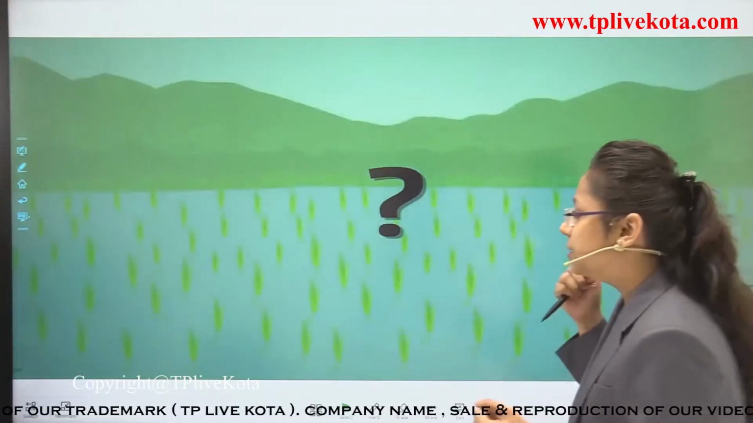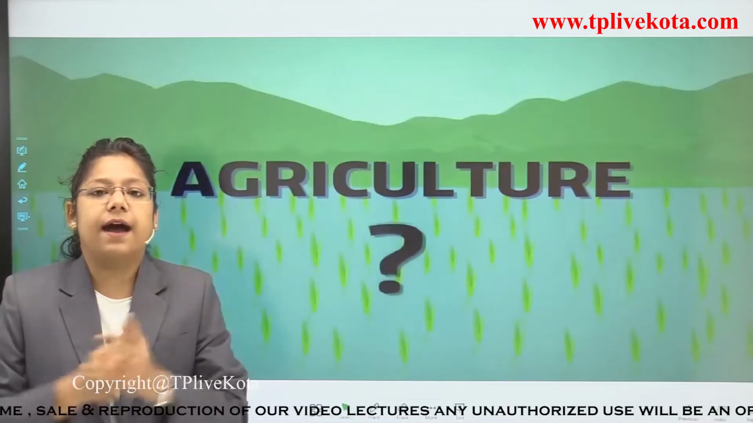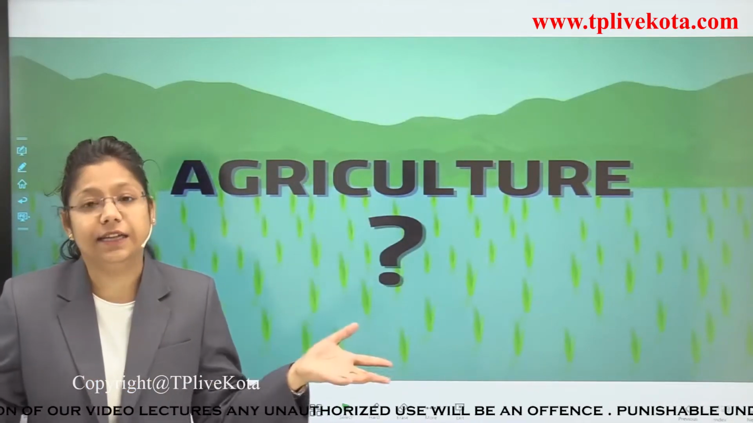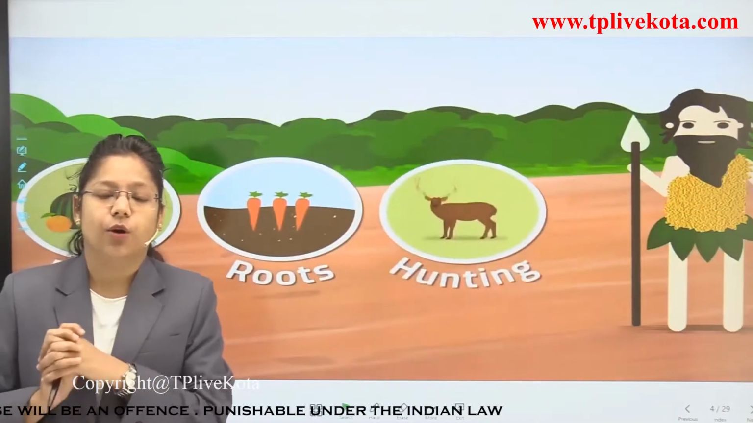So, the answer to this question is the farmer works on the land, and that is known as agriculture. So, what is agriculture, students? That is the cultivation of land.